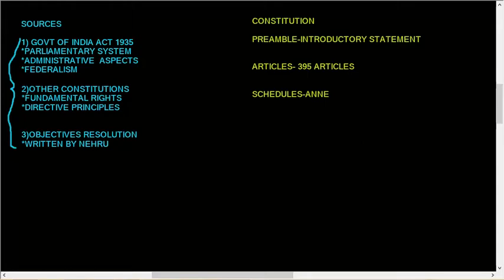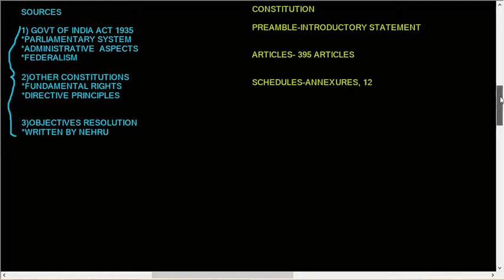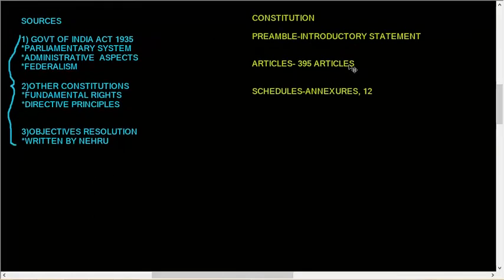The schedules are like annexures, yes. And there are 12 schedules. And these are the three big chunks of our Constitution: the preamble, the articles, and the schedules, which are like annexures. Now, the Constitution has a lot of different parts dealing with different aspects of governance and different types of topics. But one thing that's discussed in this chapter is the fundamental rights and the directive principles.